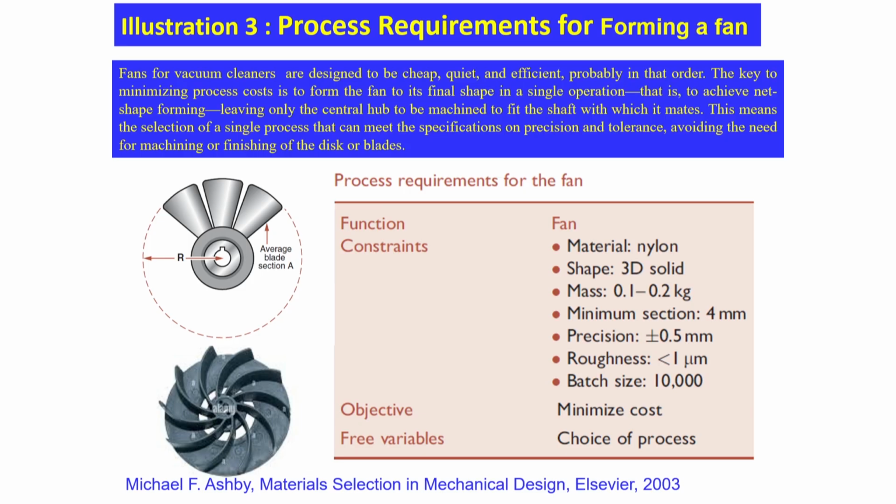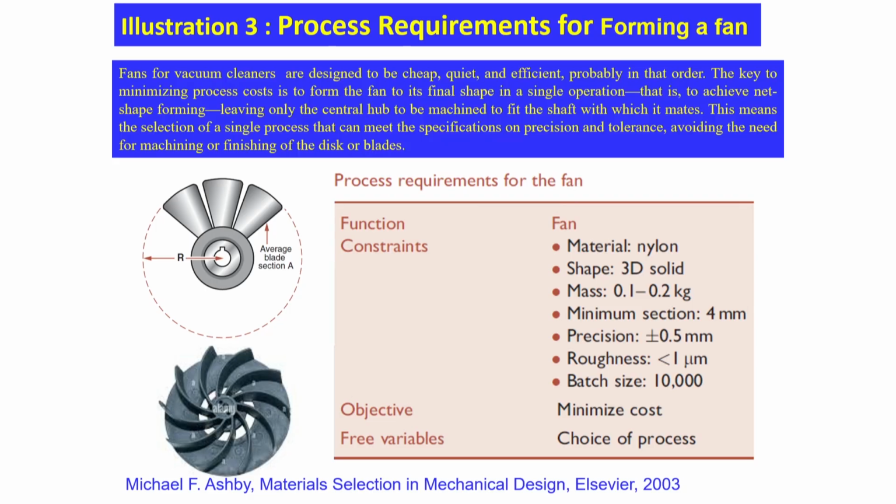So, you want to make a fan of the kind used in vacuum cleaners, and the material normally used is nylon, as you know, a polymer. Many of you have seen the fans placed in computers or laptops, which are also made of polymers, basically nylon. The shape is 3D, the mass is very low, 100 to 200 grams, and the minimum section is about 4 millimeters. That is the thickness of these blades.